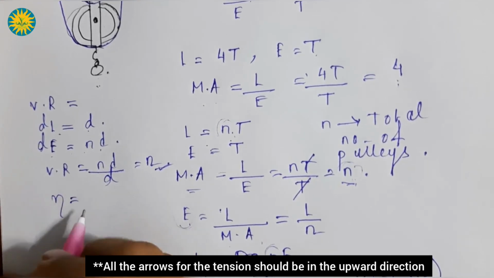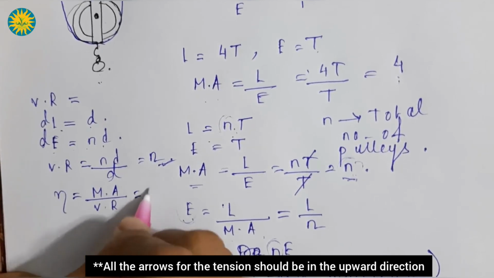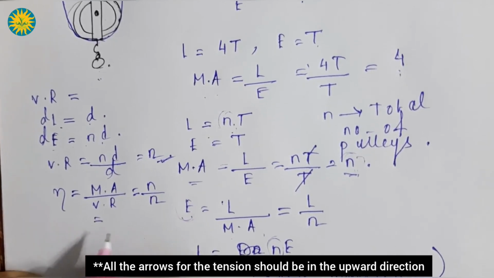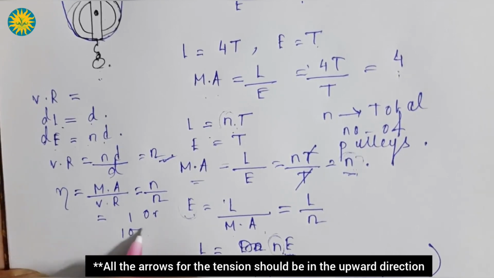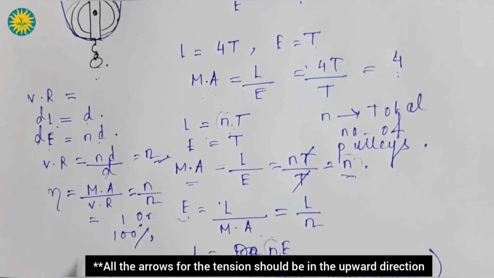So now efficiency is mechanical advantage by velocity ratio, n by n is 1, or 100% efficient. Now tell me, can my efficiency be 100%? It can be only 100% if I say that it is an ideal situation, when there is no friction or weight. If we are neglecting these things, then we can say that efficiency is 100%, isn't it?